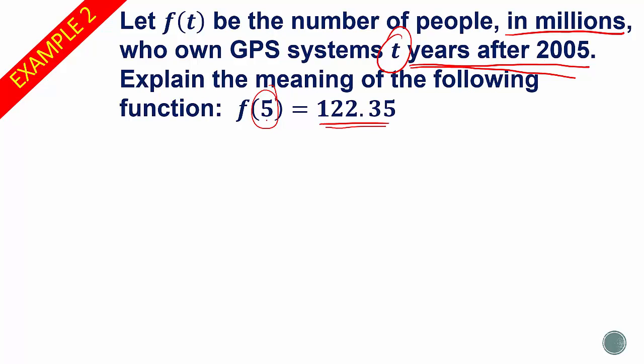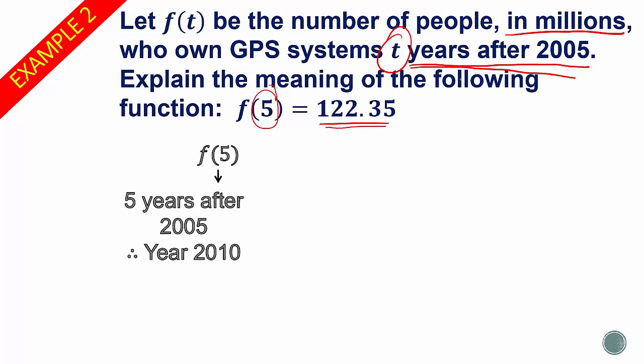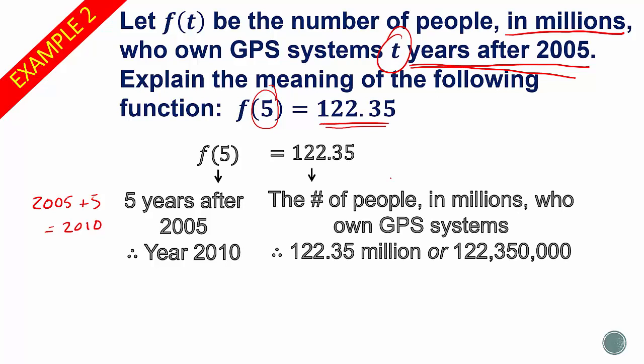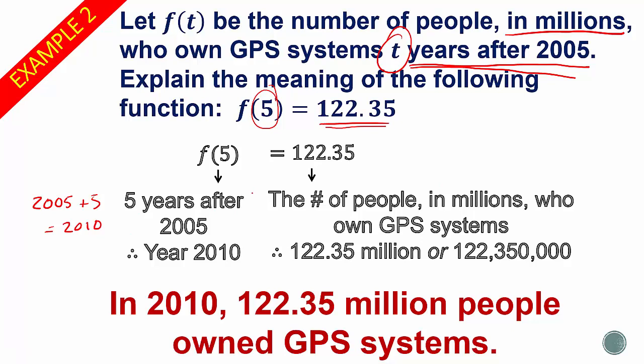So from that, you can say, well, if this is 5, and it's the number of years after 2005, we can say it's 2010. So 5 years after 2005, it's just a matter of saying, okay, we started there, this number is 5, and that equals 2010. So f of 5 means 2010. 122.35, remember what I said, that's the number of people in millions who own GPS systems. So your final answer would be, in 2010, 122.35 million people own GPS systems.